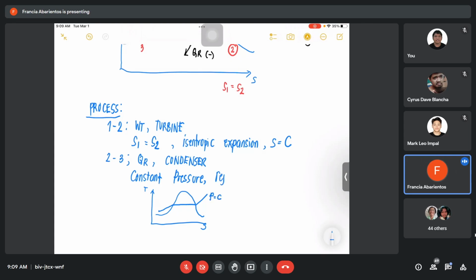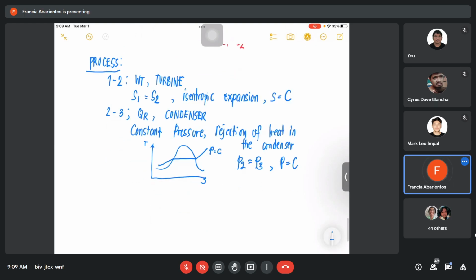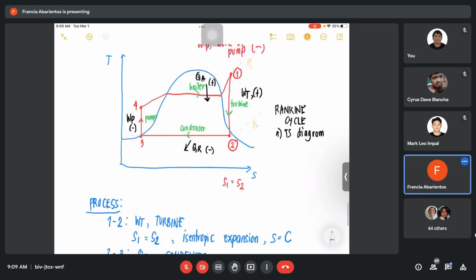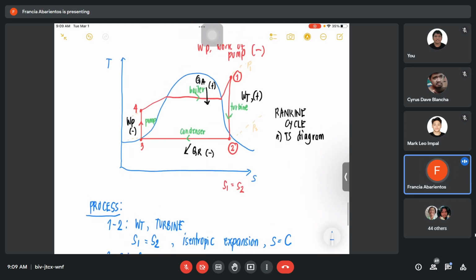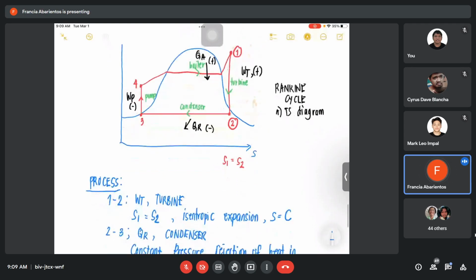Okay, constant pressure, nagkakaroon ng rejection of heat in the condenser. Ayan. So, we have pressure 2 is just equal to pressure 3. Kasi constant yung pressure natin, as well as we have the heat rejection. Okay? And from process 3 to 4, balikan nyo dito sa ating TS diagram natin.